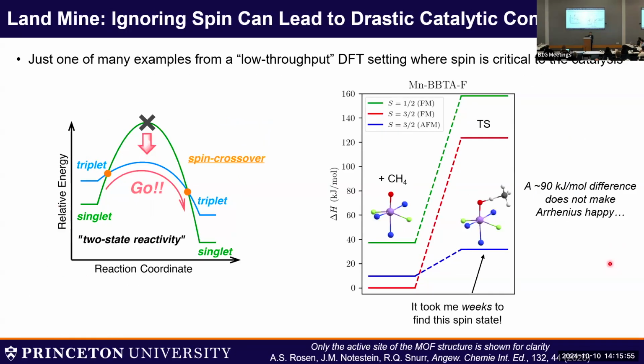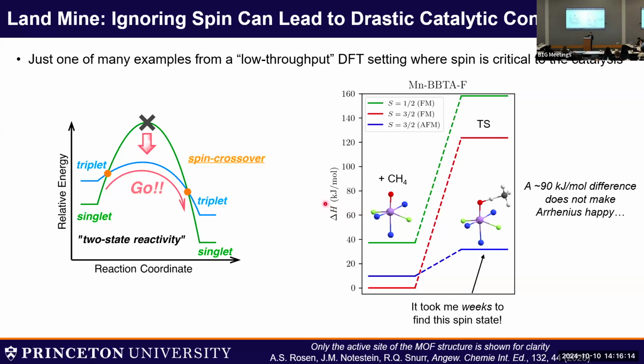And one of the last things I want to highlight here before concluding is that spin can have a really large effect. There's something called multi-state reactivity, where if you have a reactant and a product, you might have a transition of the spin state en route to that product or at the product. And that can greatly influence either the thermodynamics or the kinetics.